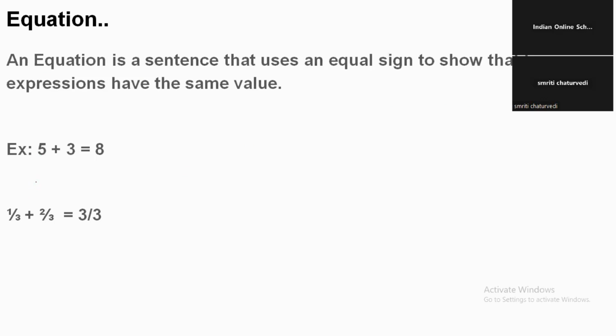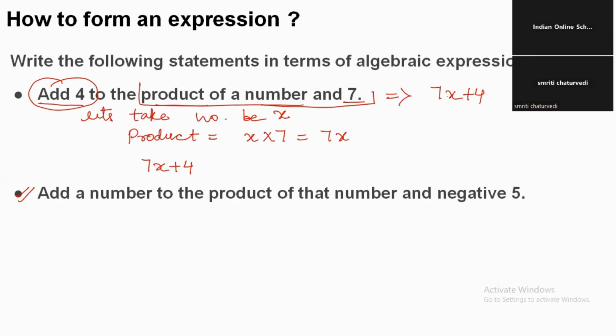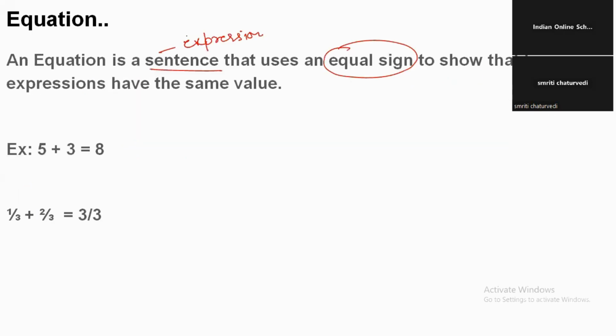Now, after solving and understanding what an expression is, we will learn what an equation is. An equation is a sentence, or we can say an equation is also a kind of expression, that uses an equal sign. When we are learning about expressions, there is no equal sign. You can see 7x plus 4, that's it. For an expression, that's enough. Now, when we put an equal sign with this expression, it becomes an equation. When we put an equal sign with an expression, that expression becomes an equation.